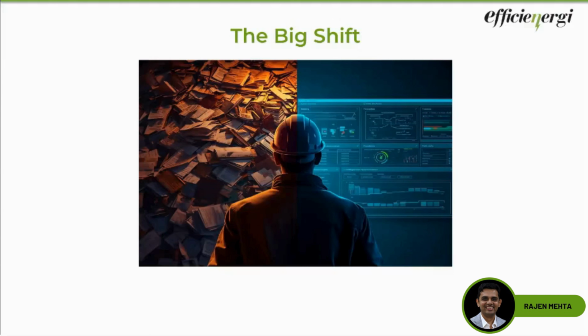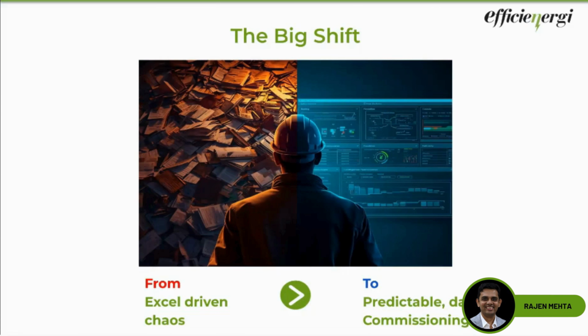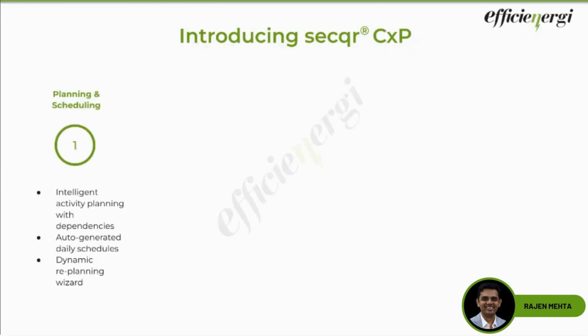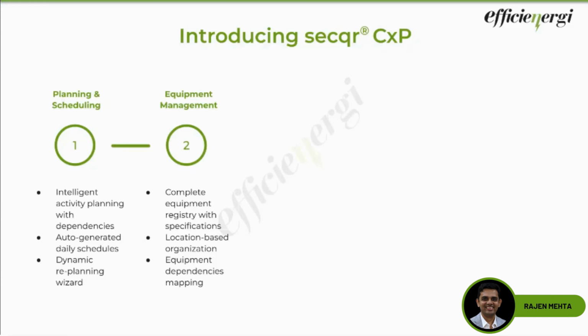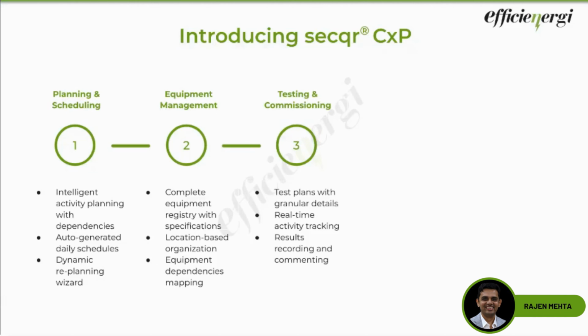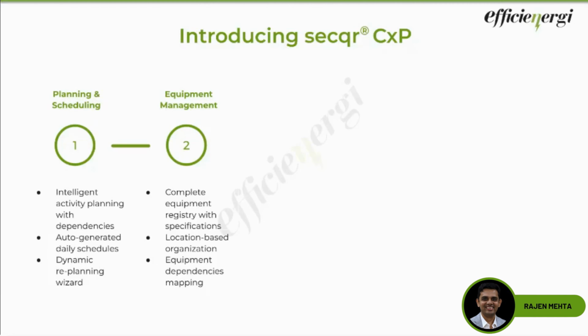And we're doing a big shift from Excel-driven chaos, I would say, to predictable data-driven commissioning. Some of the key features that CXP brings in are planning and scheduling, intelligent activity planning with dependencies, auto-generated schedules, dynamic replanning, and complete equipment management. So the equipment registry is available completely, location-based, showing where they are and how they are organized, and dependency mapping also. So you also know which equipment has a dependency.